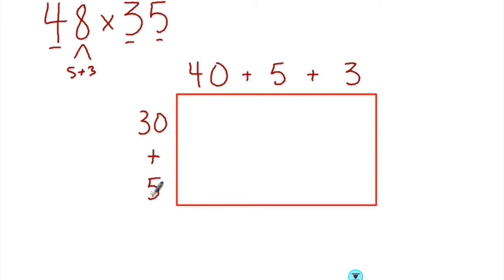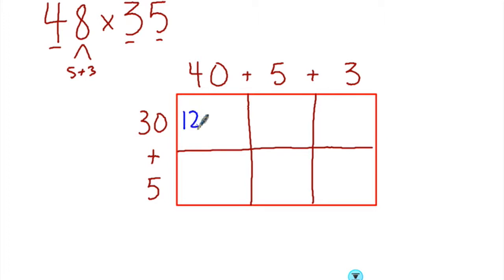And once you've decomposed those numbers, all you have to do is partition your rectangle and start multiplying. It doesn't matter in what order you multiply. You can multiply top, left to right, or bottom. It doesn't really matter. My preference is to start with the top and work my way to the right and then to the bottom. So 40 times 30 is 1200.